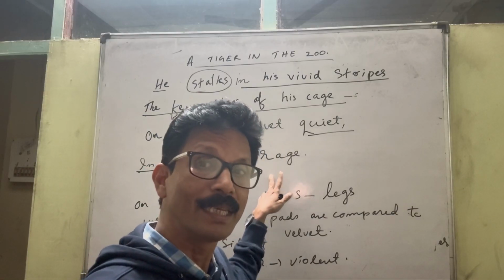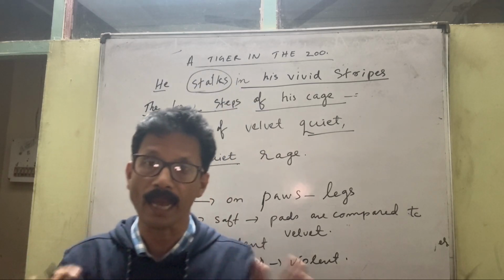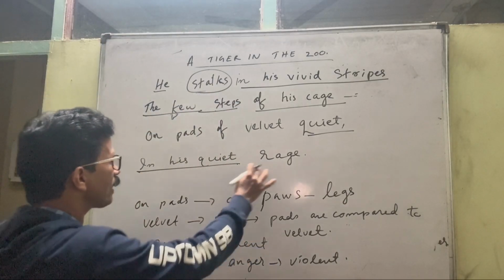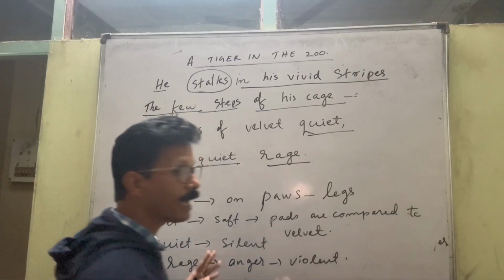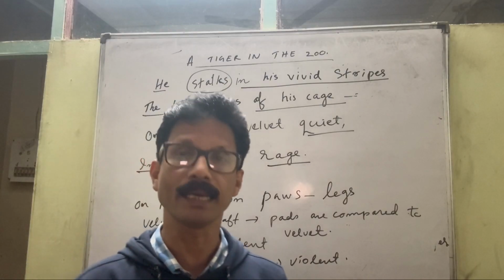Tiger can come and attack you. If he comes out of the cage, the tiger can attack you. Understand my point? But his anger is now silent. Means quiet. Quiet means it has suppressed its anger.